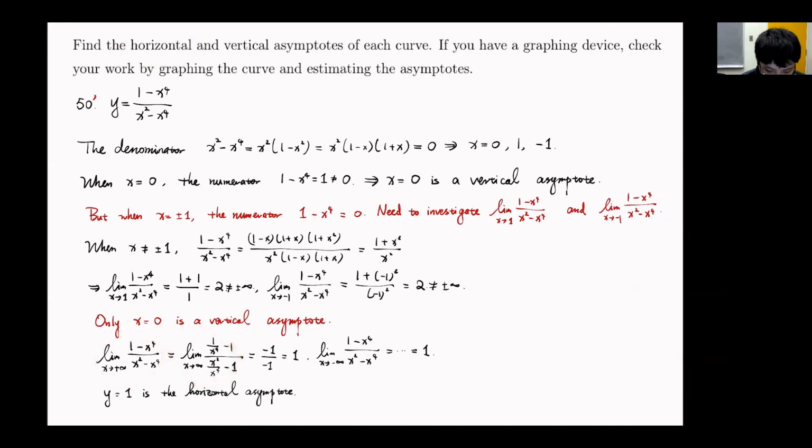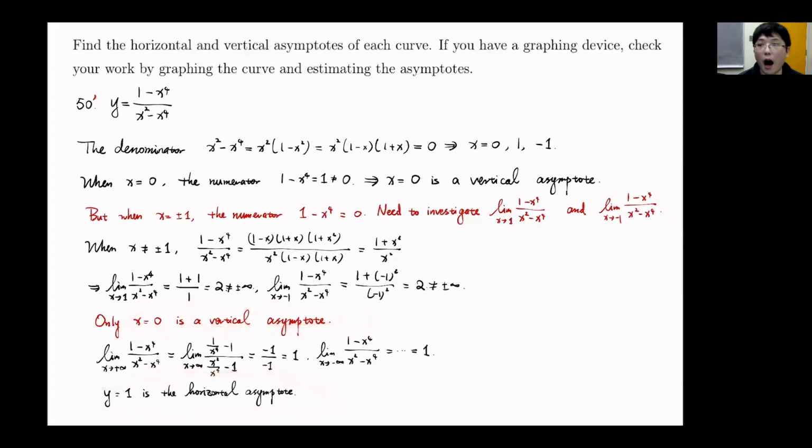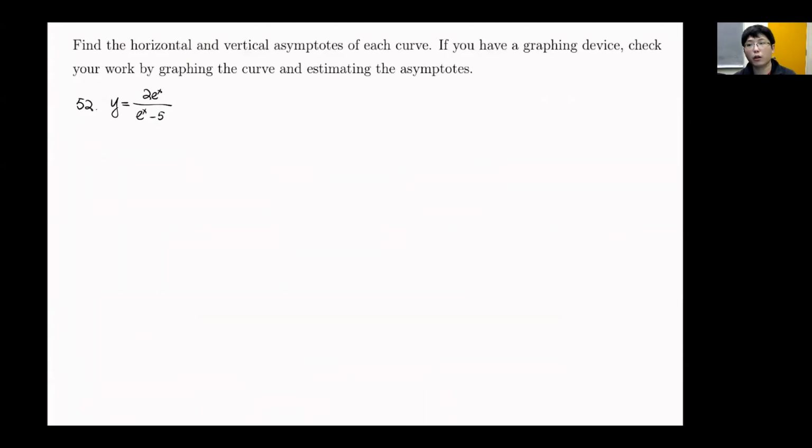Well, you actually get the limits to be 1 as well. So then the conclusion for that problem is, well, only x equals 0 is a vertical asymptote and y equals 1 will be the horizontal asymptote. I will leave it to you to play with the decimals by yourself. Okay, let me do the next one by hand because the computation is slightly trickier and involves logarithms.